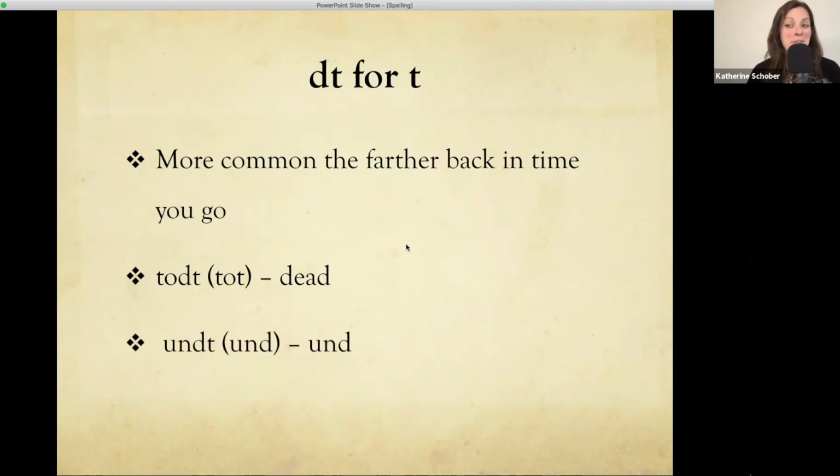This one is really old-fashioned. I'd say more 1600s. Und with a DT on the end instead of just und for and. So that's not a different word. That's just an old-fashioned spelling of the word und or and.